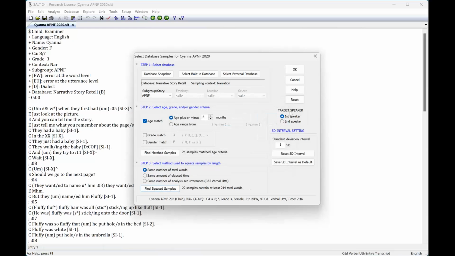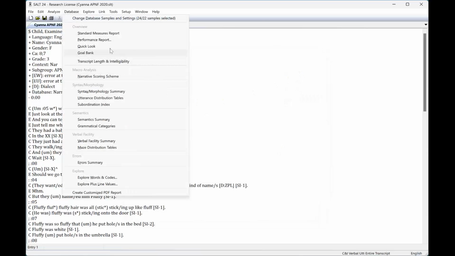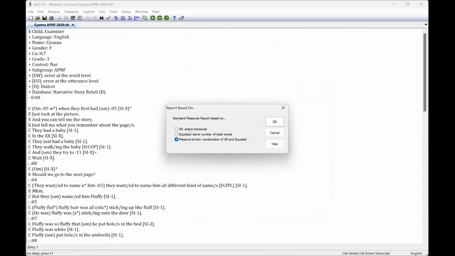Okay, over on the right-hand side, I tend to keep my standard deviation interval at 1. You can change it if you want. If you're working for a district and it's easier for you to think about qualifying, if your criteria is 1.75, you can go ahead and change that. But for my preference, I like to keep it at 1, just so I have a general sense of areas that are possibly challenge and also strength. So then I go ahead and click OK. And then all of these reports are open to me now that I've selected my database. So as we said before, we're going to start with the standard measures report. And then the report based on, you'll get this pop up as well. So let's just take a minute to understand what a report is going to be based on.